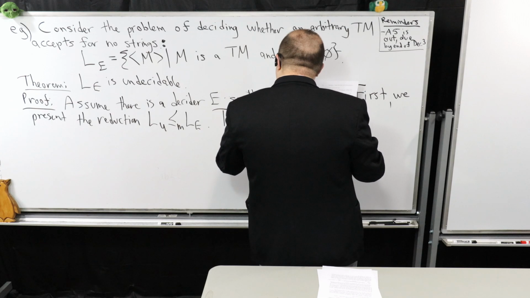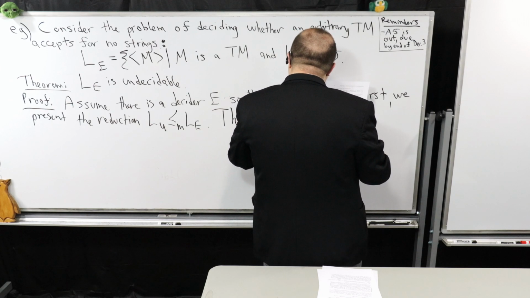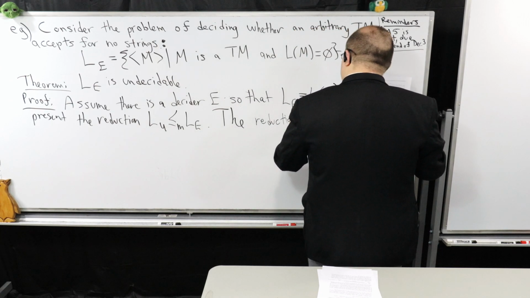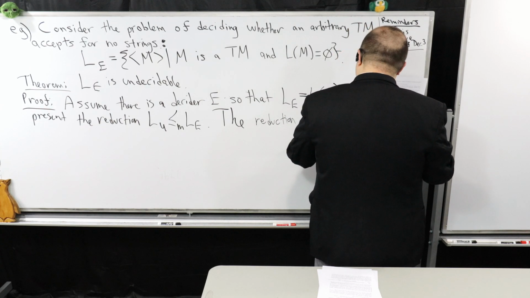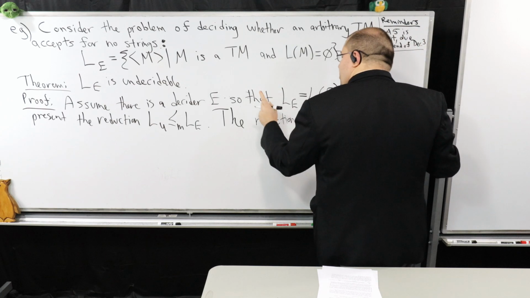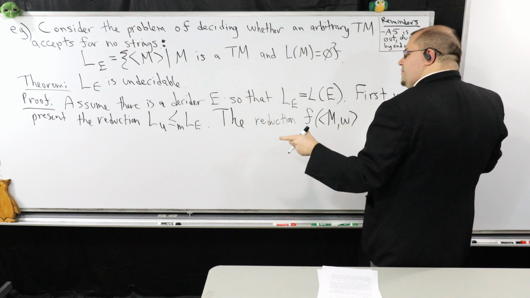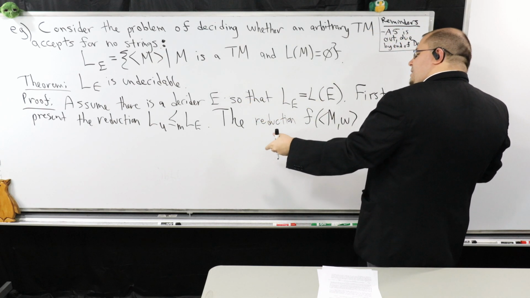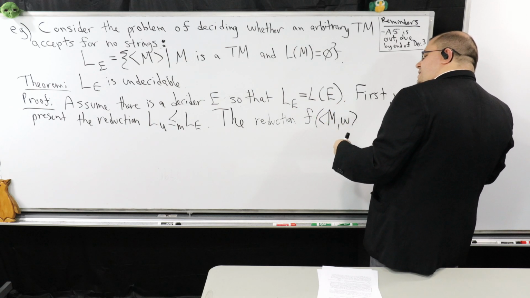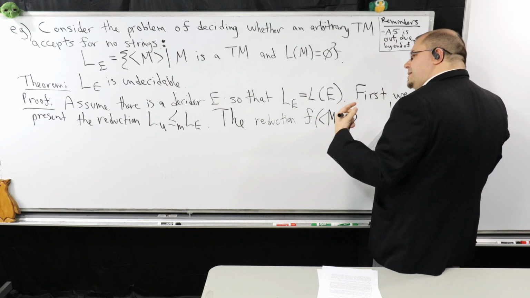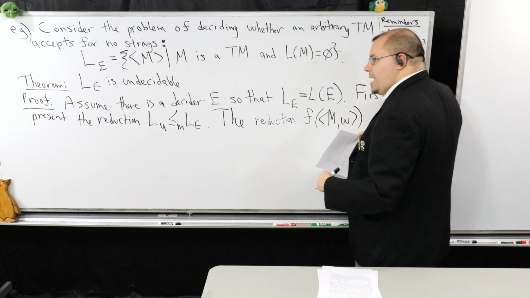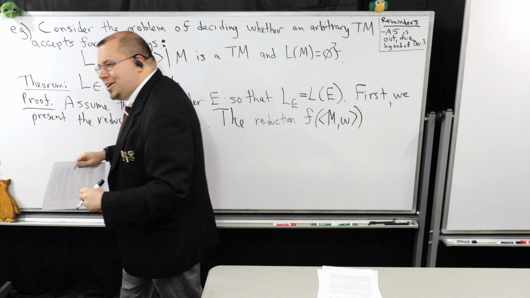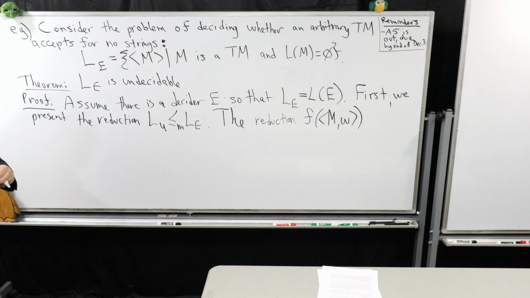So the reduction, I'm going to call it F because it keeps things nice and flowy with the things I'm doing. Now remember, I'm going to take the universal language and reduce it to this LE. Now, what does that really mean? What's my strategy? I would like to show you how I can design a decider for the universal language. That's going to be my end goal here.